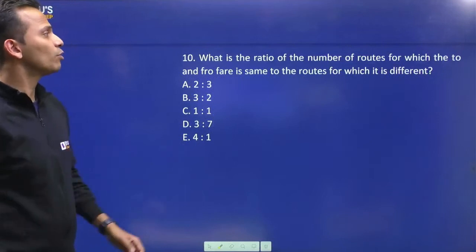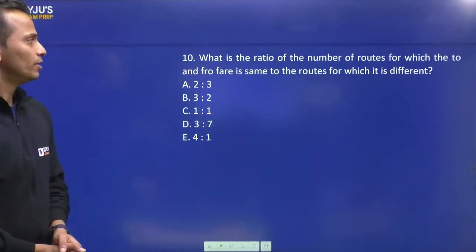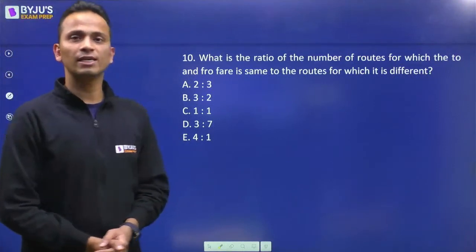What is the ratio of the number of routes for which the to and fro fare is same to the routes for which it is different?